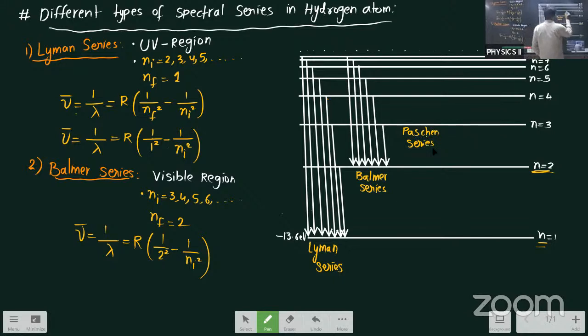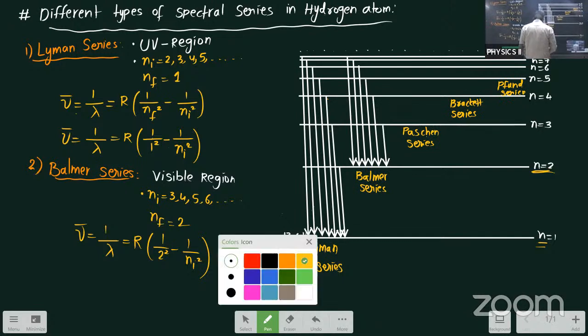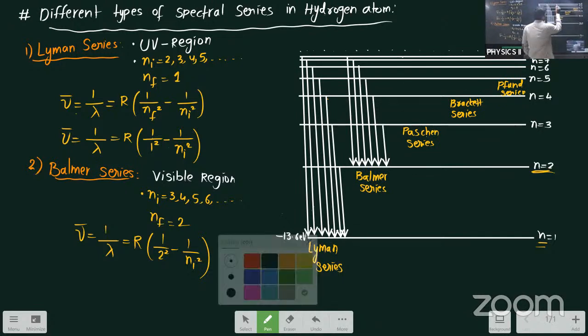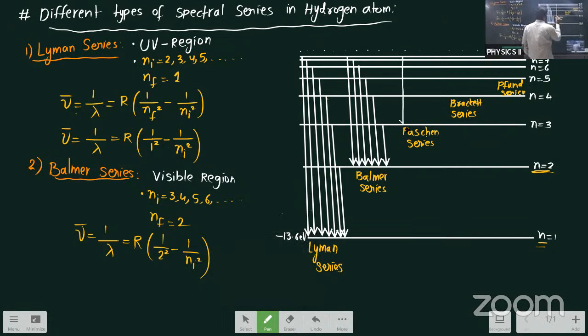Lyman, Balmer, Paschen. Here n is equal to 4, we'll be getting Brackett series. And for n is equal to 5, we'll be getting Pfund series. So here we'll be getting the transition lines something like this. Any of the higher energy orbits to n is equal to 3, what will we be getting? Paschen series.